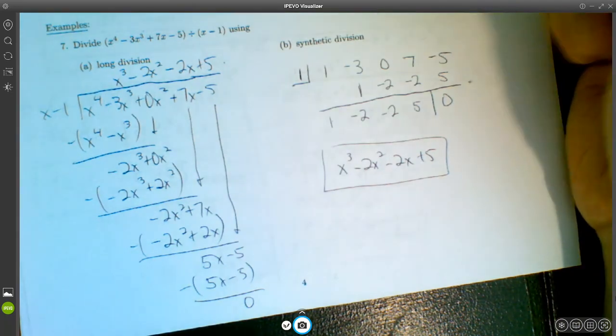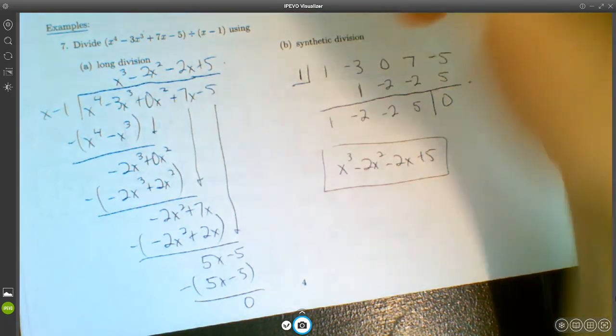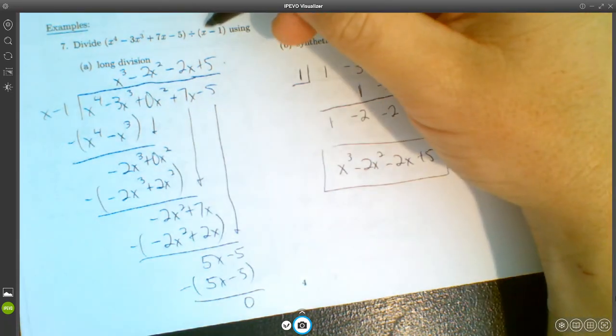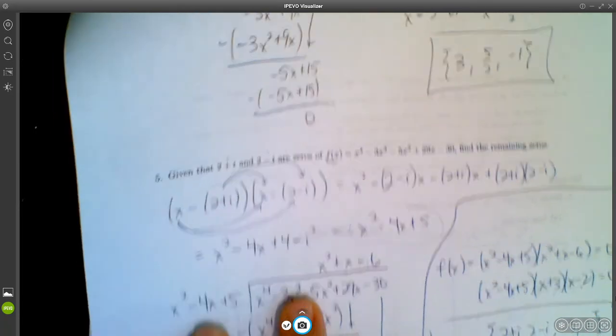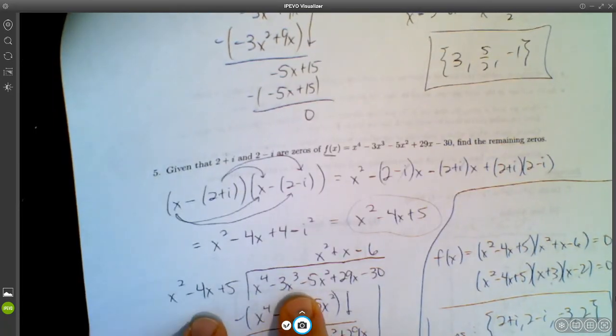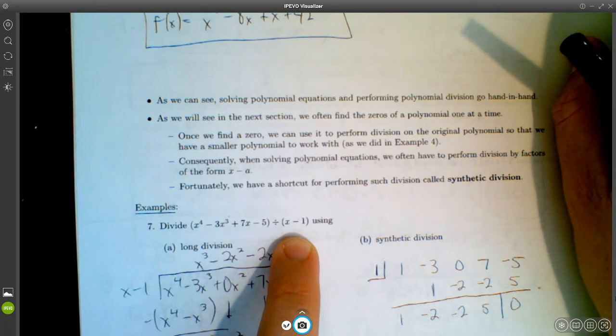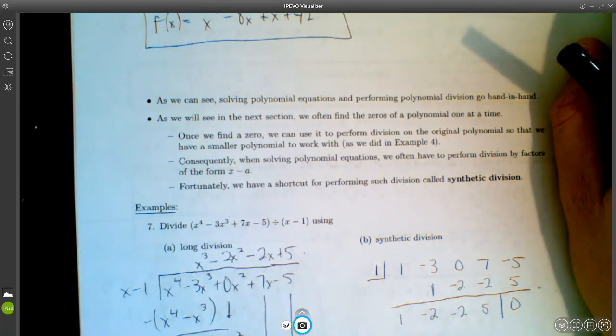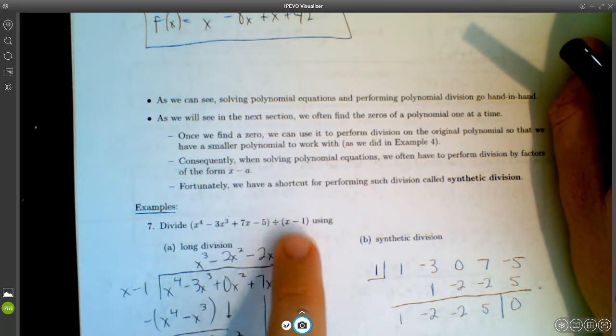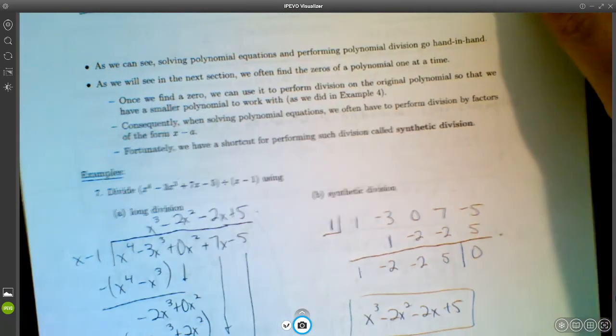Now the caveat here is that you can't use synthetic division for doing like degree 2 division. So if you wanted to do a division problem kind of like this one that we did in example 5, you wouldn't be able to use synthetic division for that. Okay, you can only use it when you have these nice linear terms. But as we'll see, there's going to be lots of times that we're going to want to do these kinds of divisions, and so synthetic division comes in nicely for those.